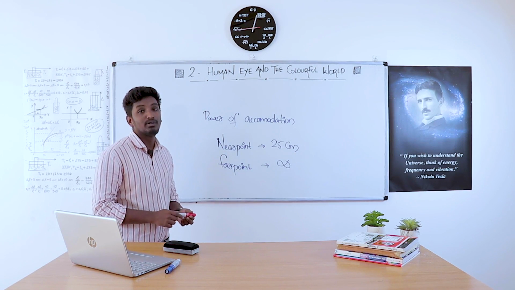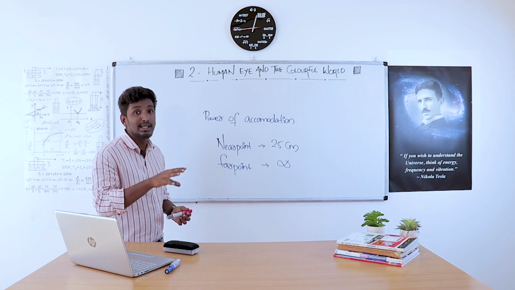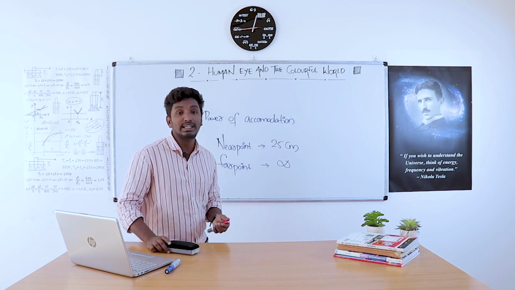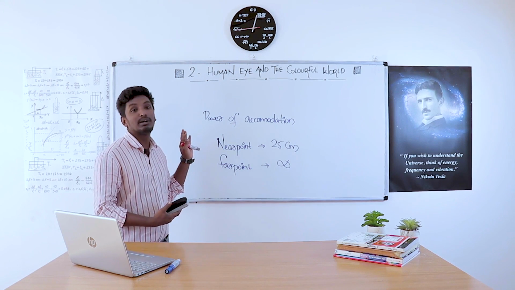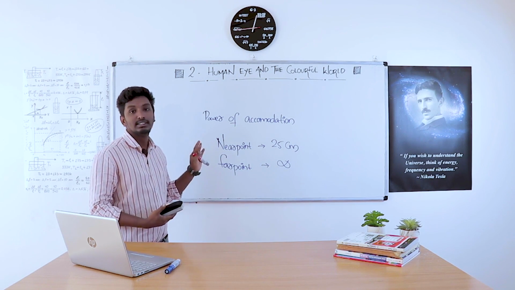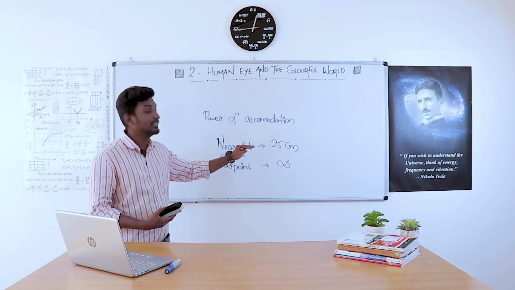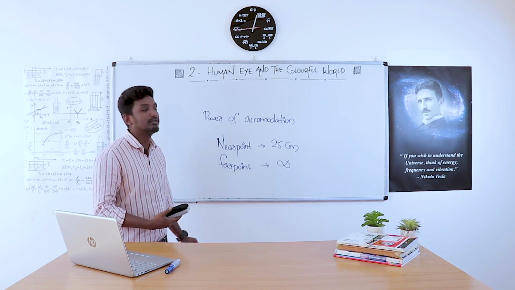So what do you mean by power of accommodation? The ability of the eye lens to change the focal length with the help of ciliary muscles is known as power of accommodation of the eye lens. Near point of the human eye is 25 centimeter and far point is infinity.